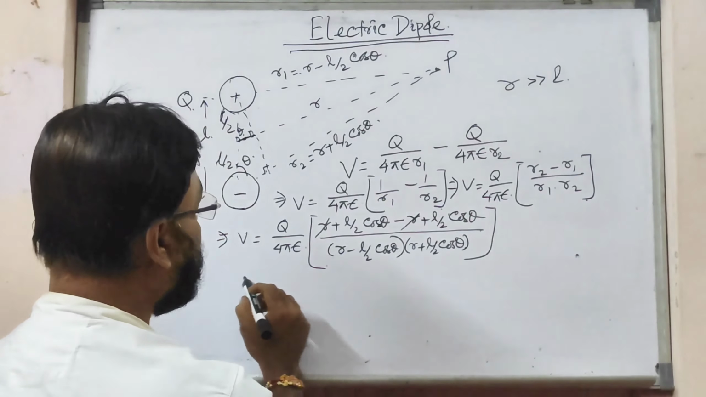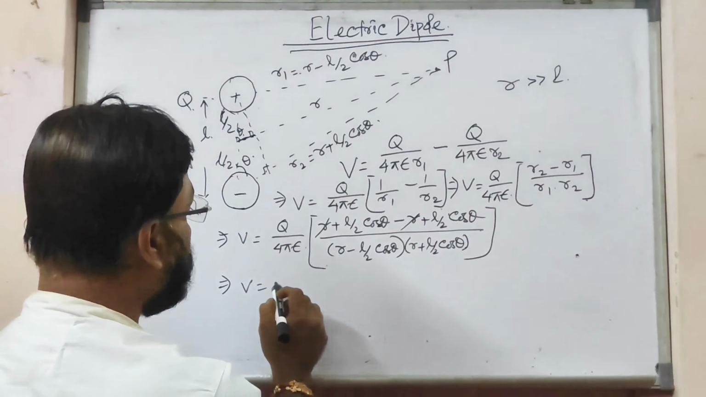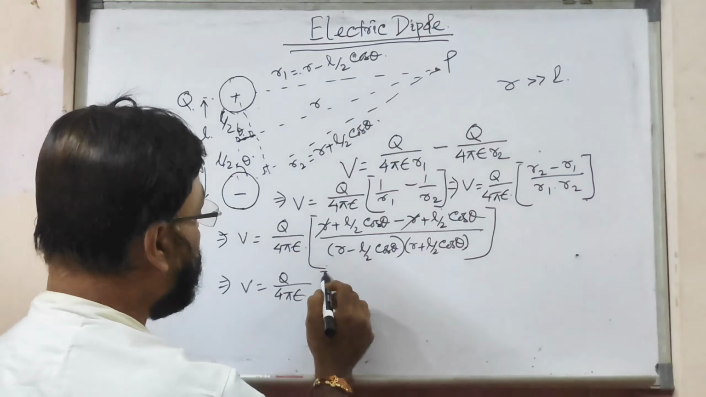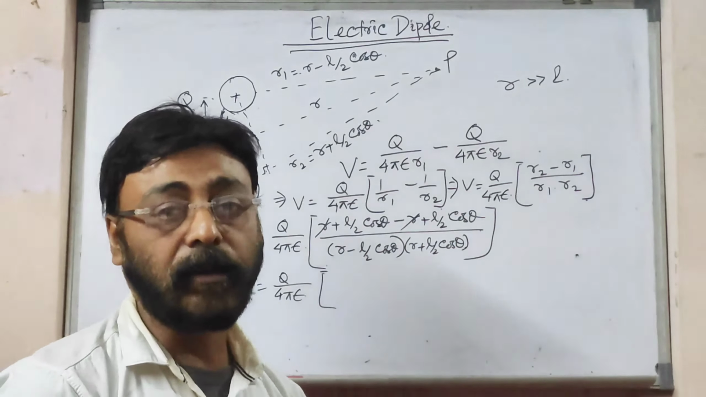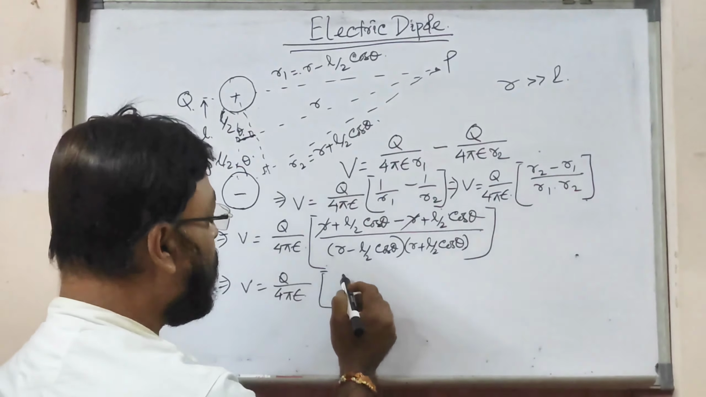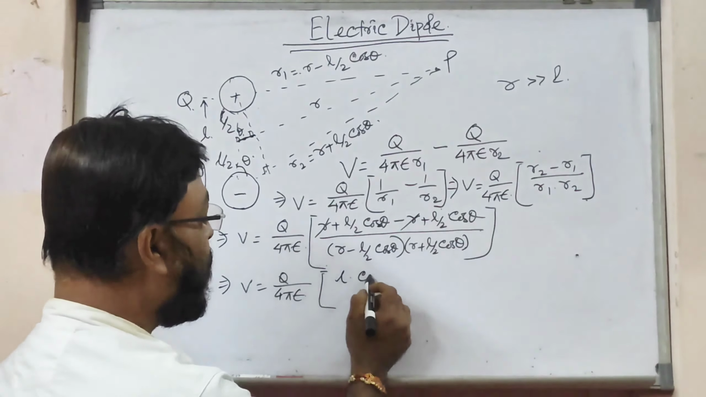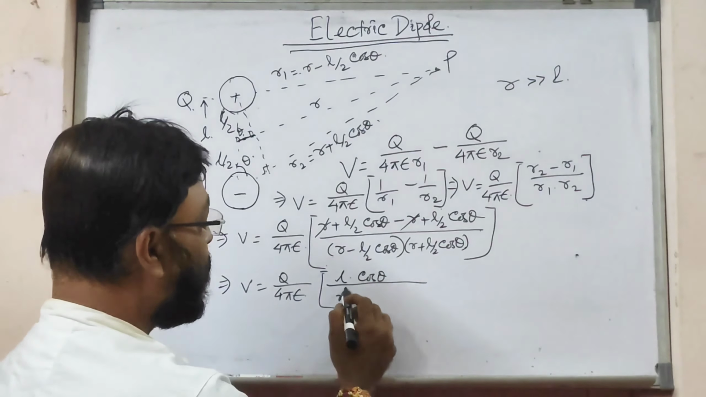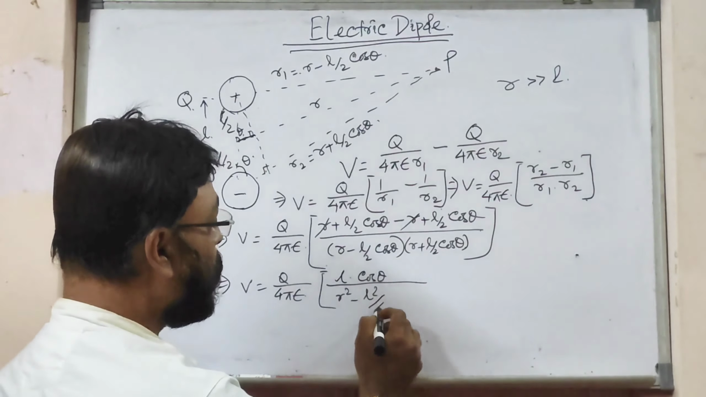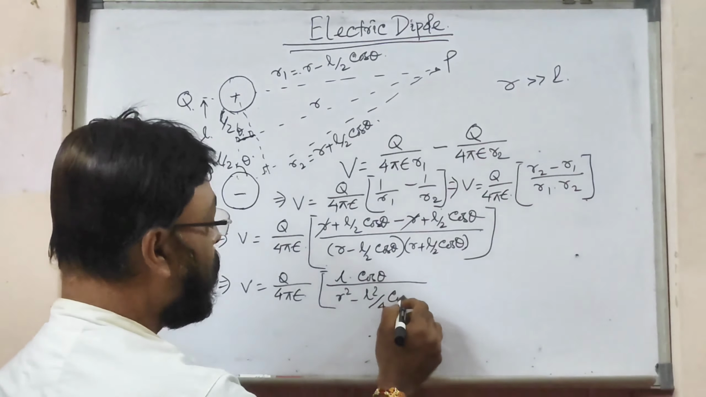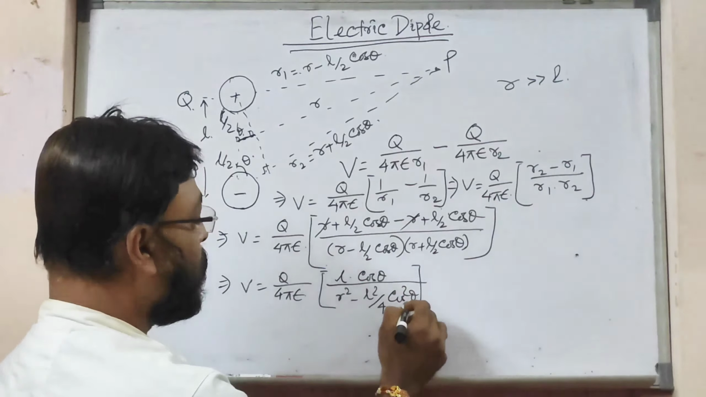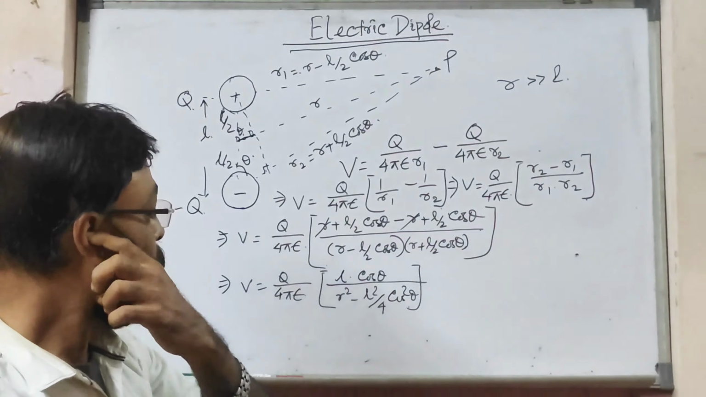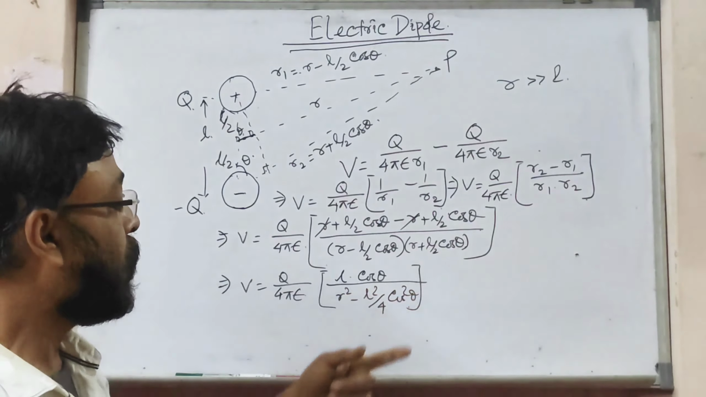So we get V is equal to Q by 4 pi epsilon into L by 2 cos theta plus L by 2 cos theta, which will be 2 into L by 2 cos theta. It will give you L cos theta divided by R square minus L square by 4 cos square theta. This is A square minus B square, that is A minus B into A plus B. So it will be R square minus L square by 4 cos square theta.